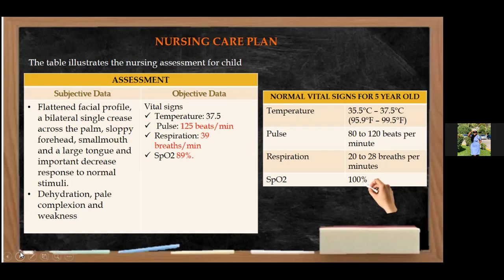For the objective data, we collected the vital signs: a temperature of 37.5 degrees Celsius, a pulse of 125 beats per minute, respiration of 39 breaths per minute, and SpO2 of 89%. As seen on the table, the pulse, the respiration rate, and the SpO2 are abnormal for this child's age, but the normal range should be a pulse of 80 to 120 beats per minute for this child's age, as well as respiration of 20 to 28 breaths per minute, and the SpO2 should always be 100%.